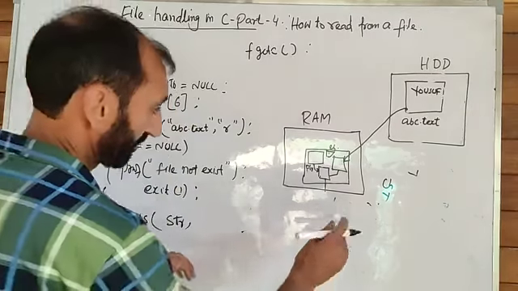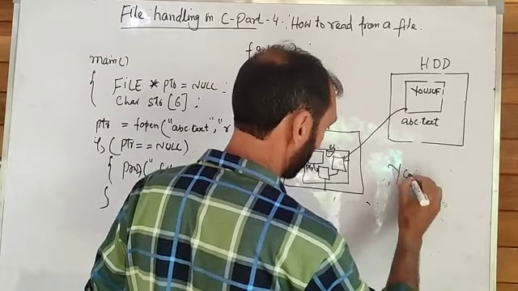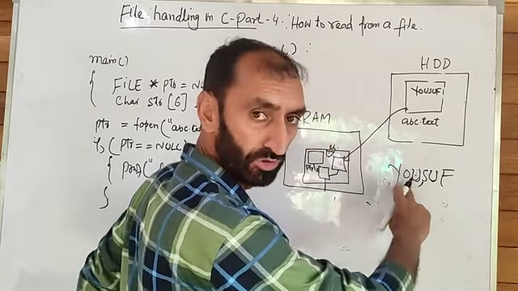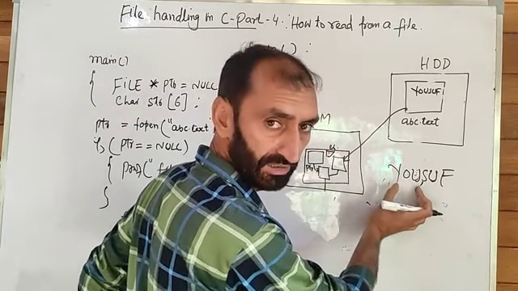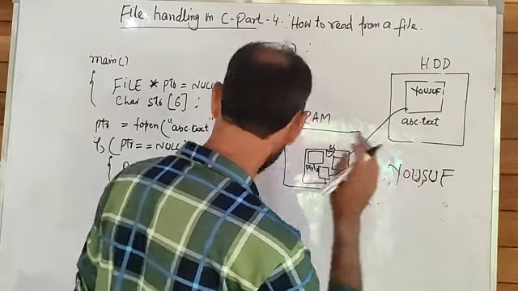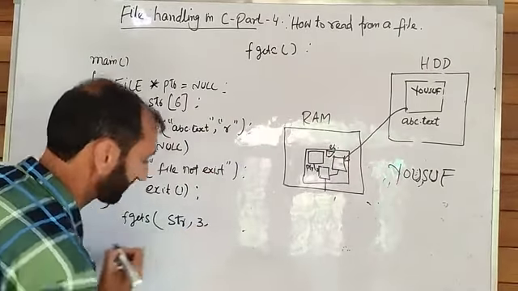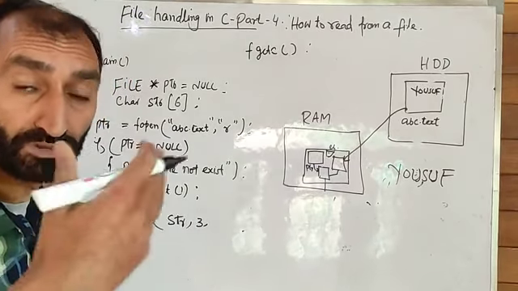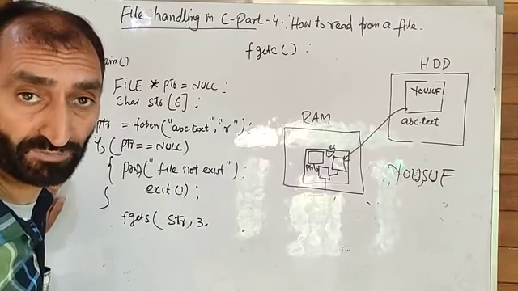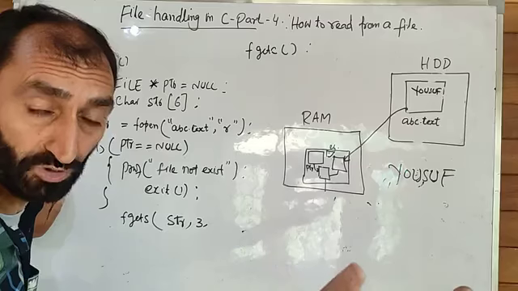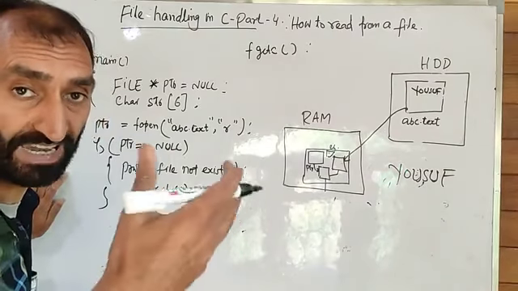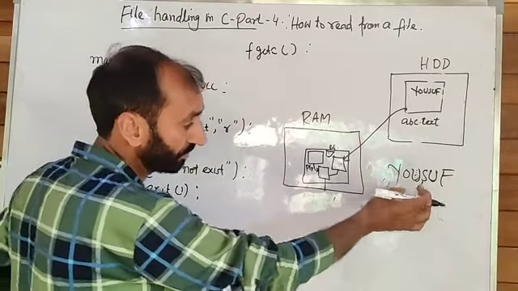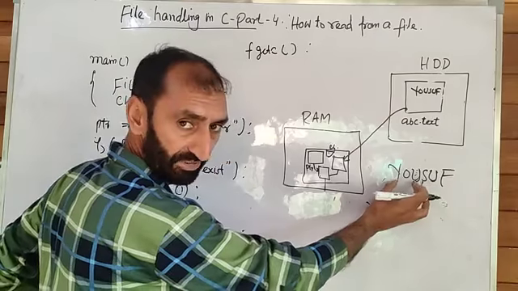For example, here the file contains "you sus uf". Say you want to read 3 characters at a time, y, o, u. Then here you have to specify the size, the length of the string: how much content you want to read from the file at a time. That you have to specify here. At present, I want to read 3 characters, y, o, u.